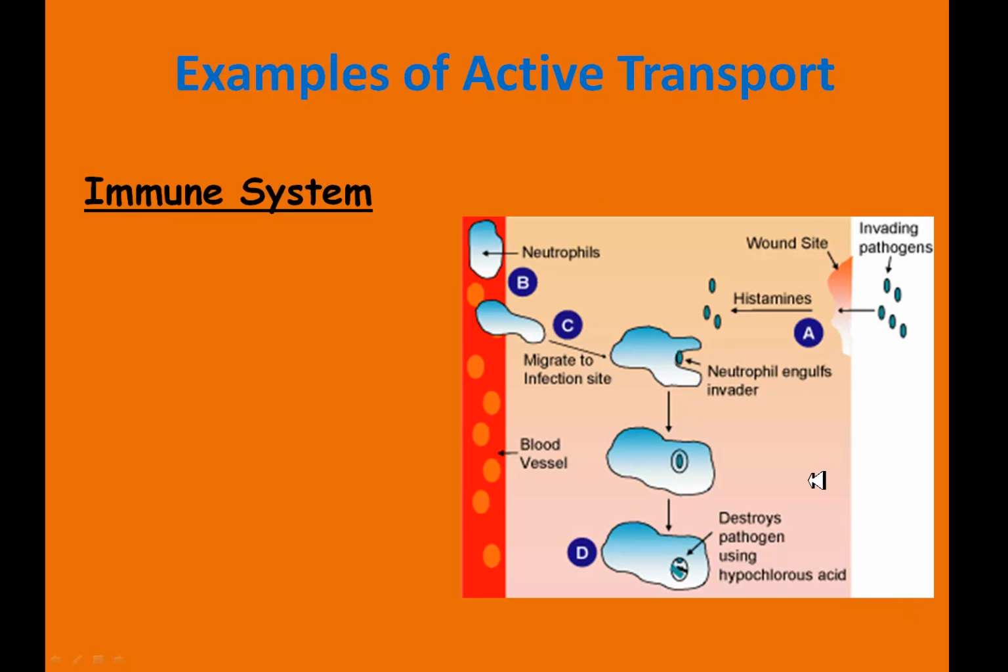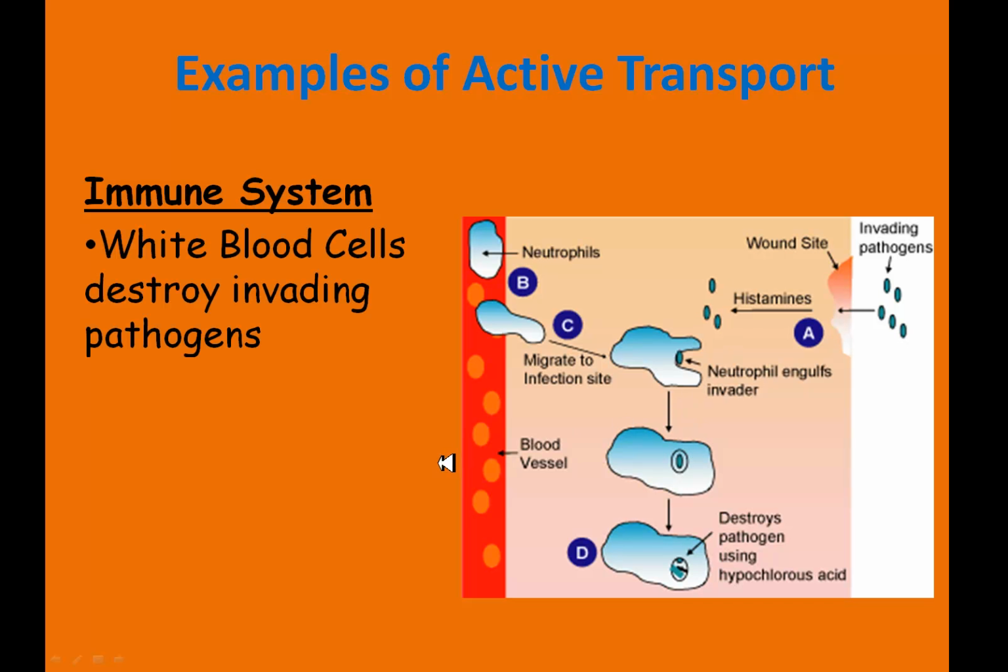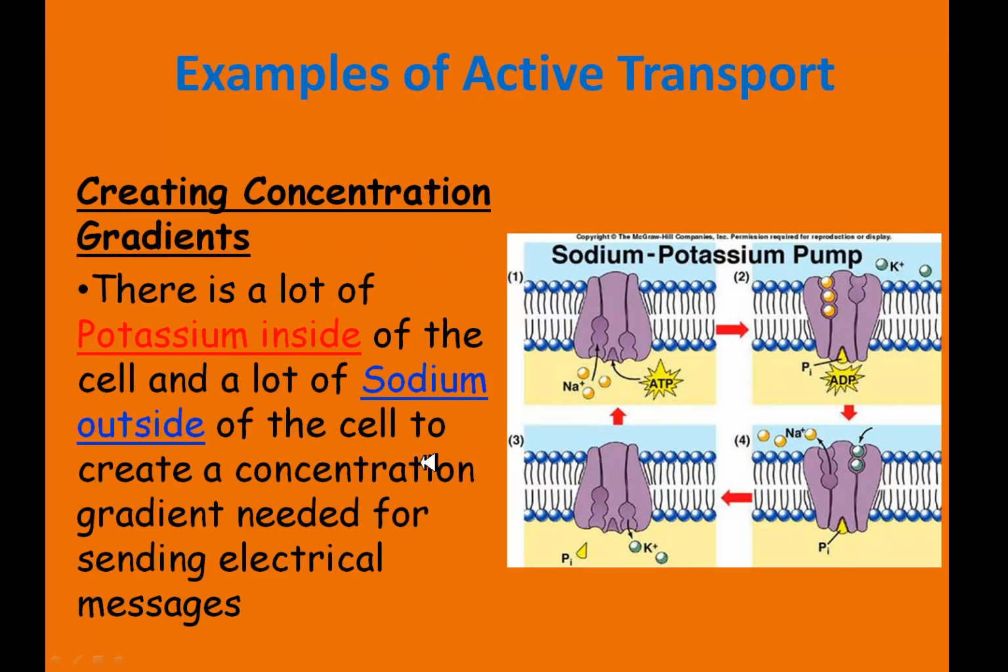Examples of active transport: the immune system. It is not only made up of red blood cells, it's also made up of white blood cells, and these white blood cells can actually move out. If you get cut or injured and some sort of pathogen moves in, your body will make histamines, which will attract these white blood cells, and these white blood cells will use phagocytosis, take in these pathogens, and release enzymes inside to break them down into monomers, so your body can utilize that bad material as a good thing. So white blood cells destroy invading pathogens.